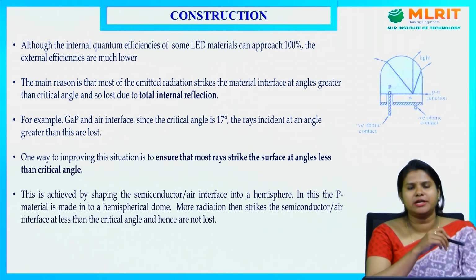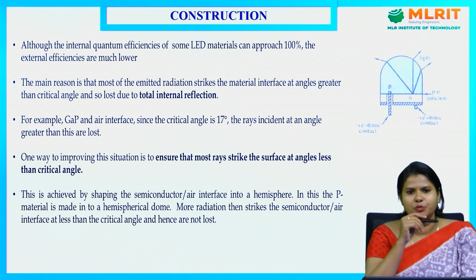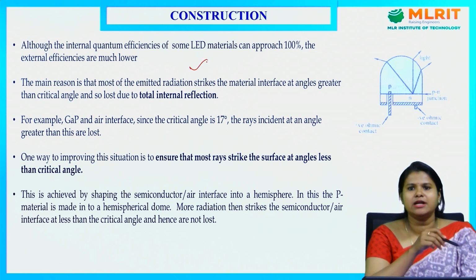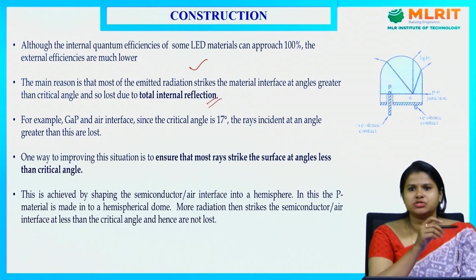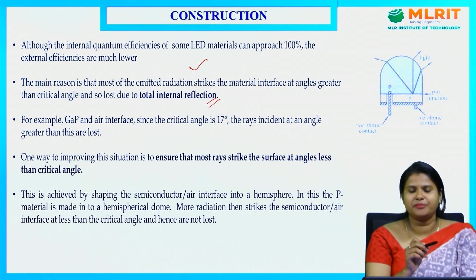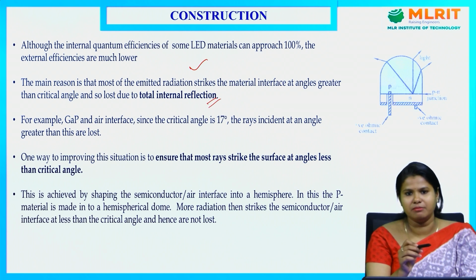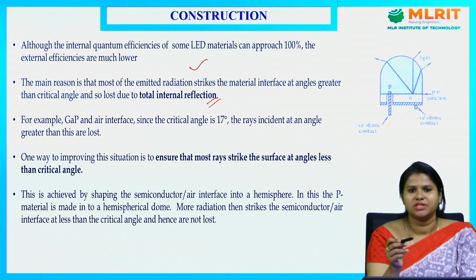Although the internal quantum efficiency of most LEDs is close to 100%, sometimes the efficiency decreases due to total internal reflection. So, what is total internal reflection? When light goes from a denser medium to a rarer medium and the angle of incidence is greater than the critical angle.